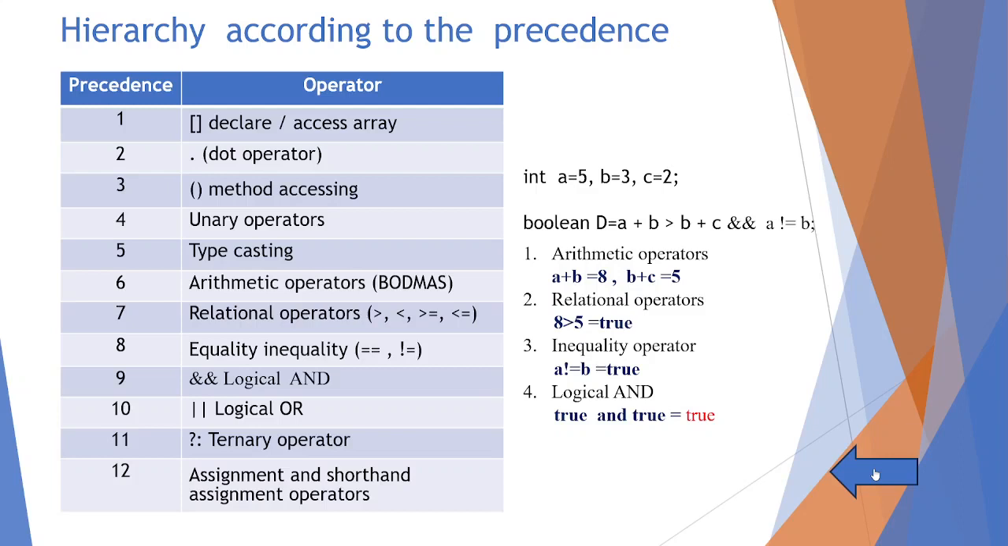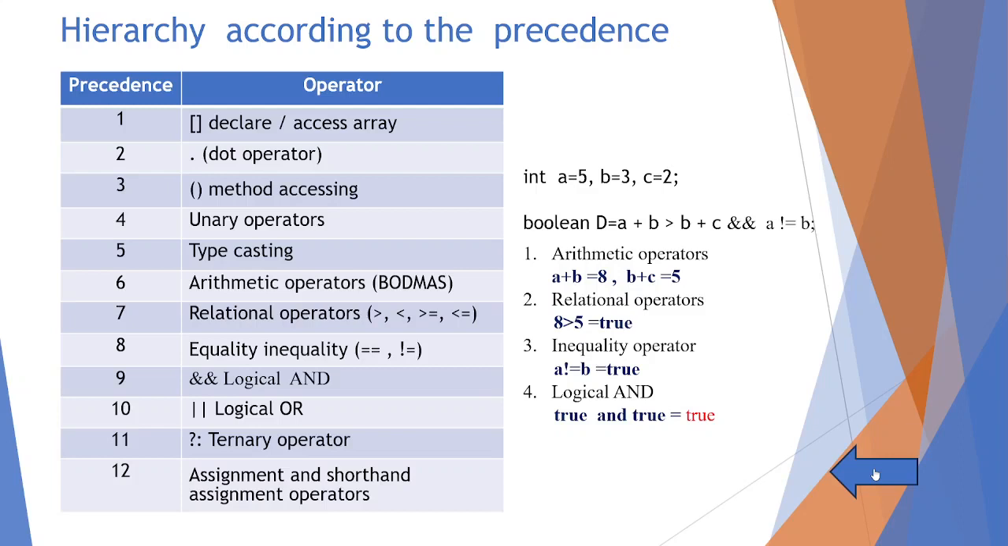Relational operators, only greater than, greater than or equals to, less than, less than or equals to. Then comes 8th position, equality, inequality. 9th, logical AND. 10th, logical OR. 11th, ternary. 12th, assignment, and many more are there. I am giving mostly the ones which are explained and important, very important.